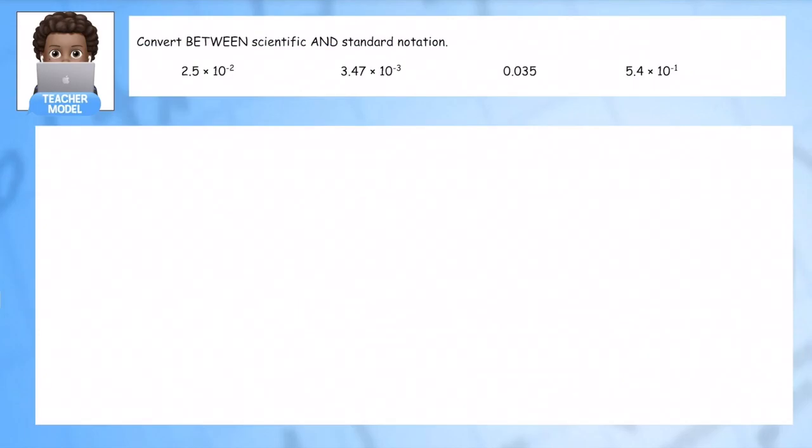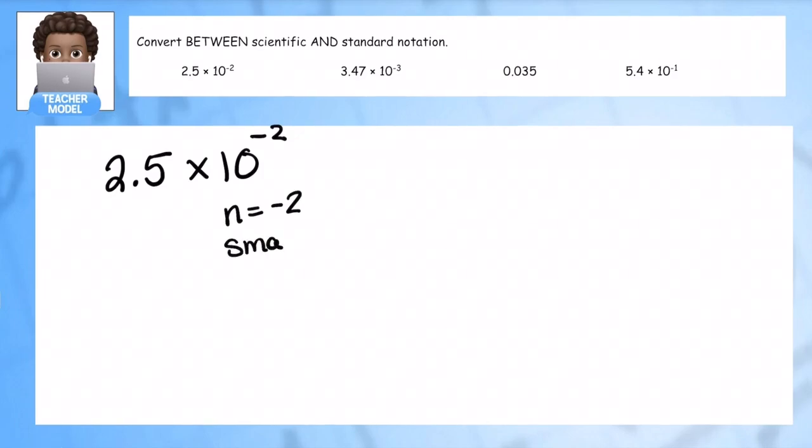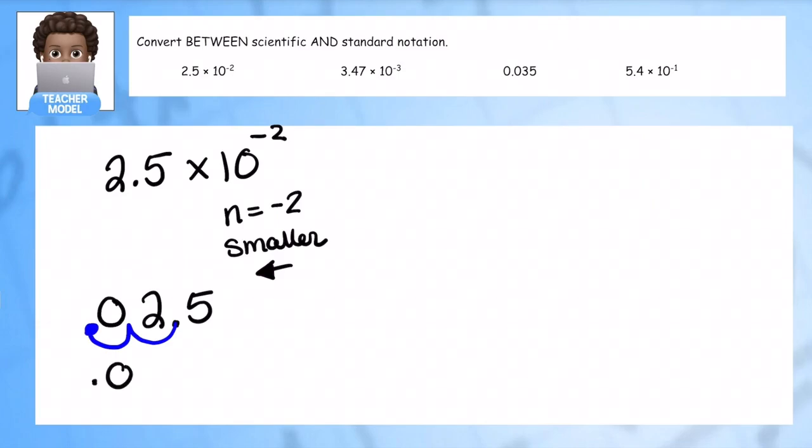Let's practice converting between scientific and standard notation. We'll go to the first one, 2.5 times 10 to the negative 2. So again, knowing that my n is negative, that means my number is going to get smaller. So I'm going to put 2.5, and I'm going to move my decimal to the left. How many spaces? Just twice. So it's just going to go once, twice, and I fill in that space. So that's my number in standard notation, 0.025.